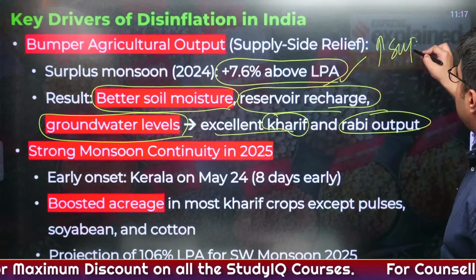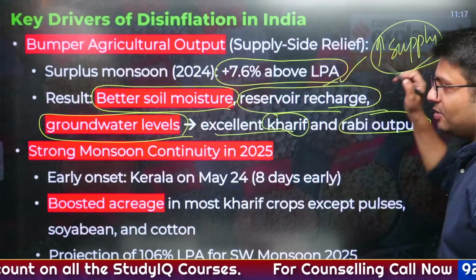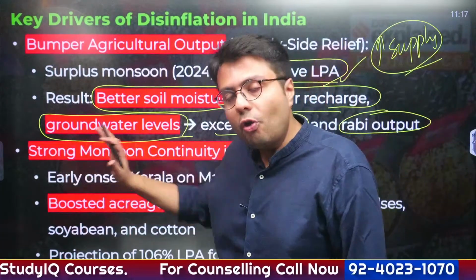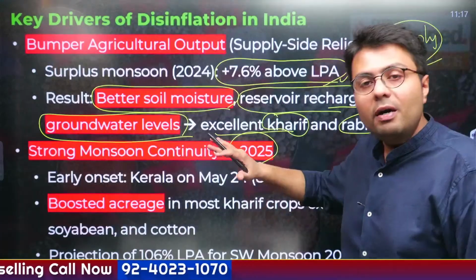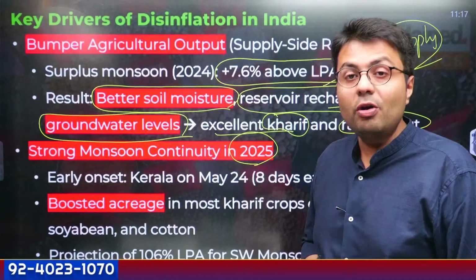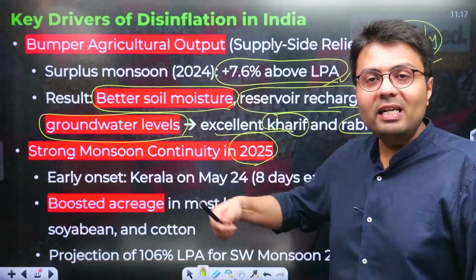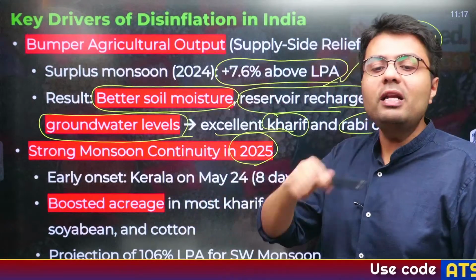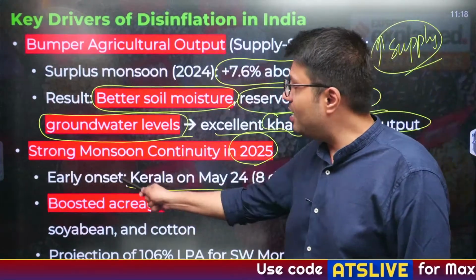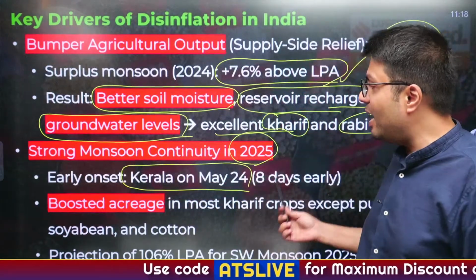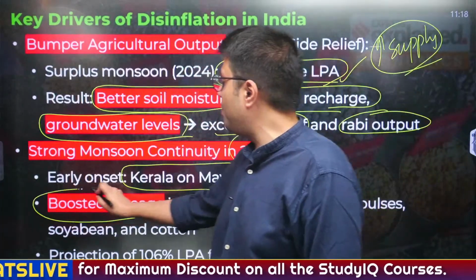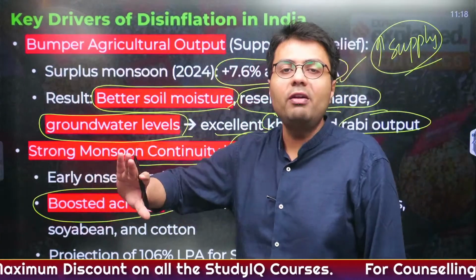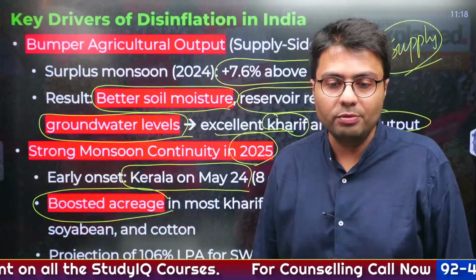This increased the supply of food commodities in the market. Similarly, the strong monsoon is expected to continue even in 2025. The IMD, Indian Meteorological Department, has projected that India will witness surplus rainfall even this year. And India witnessed an early onset of monsoon in Kerala, 8 days before average. The result is that more crops have been planted, and this ultimately will lead to better supply of food items in the economy, right?